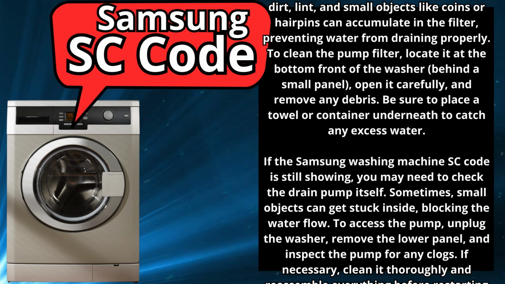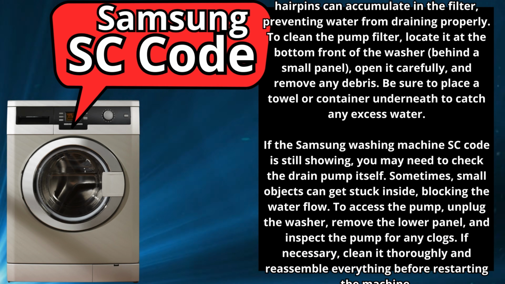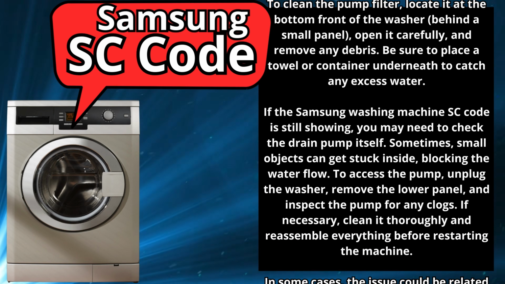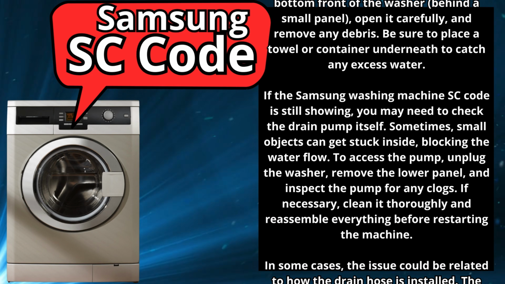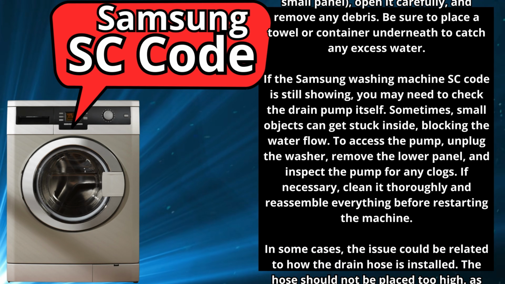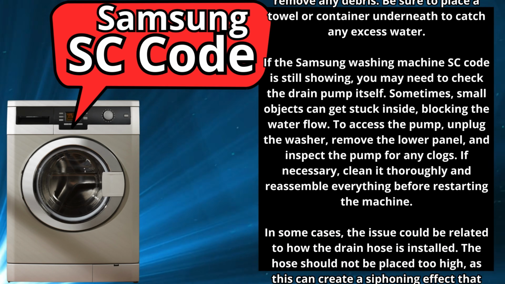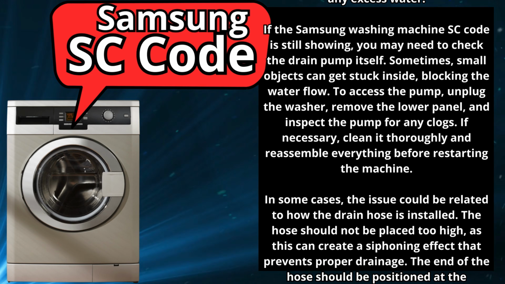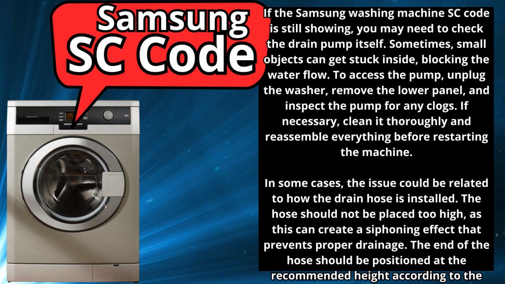If the Samsung washing machine SC code is still showing, you may need to check the drain pump itself. Sometimes small objects can get stuck inside, blocking the water flow. To access the pump, unplug the washer, remove the lower panel, and inspect the pump for any clogs. If necessary, clean it thoroughly and reassemble everything before restarting the machine.